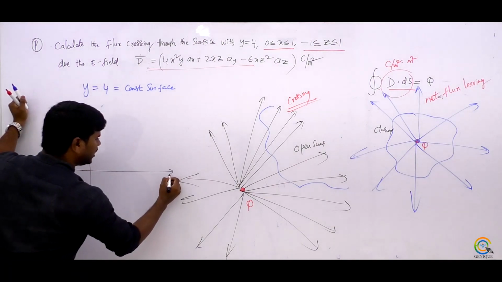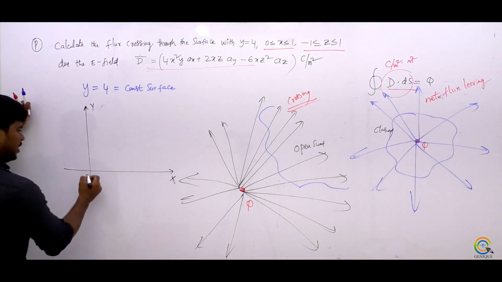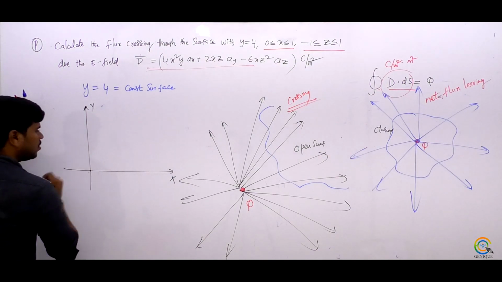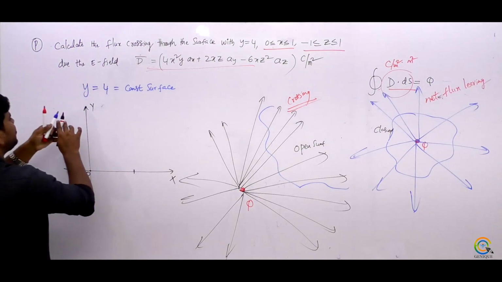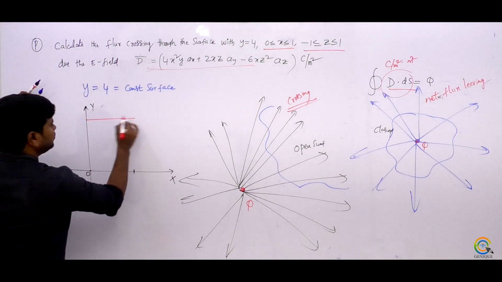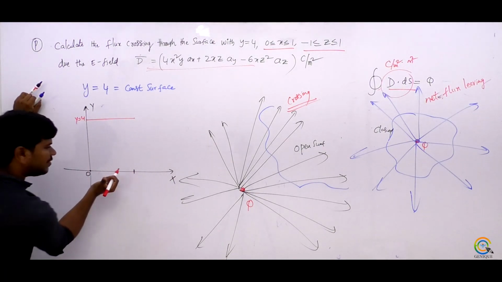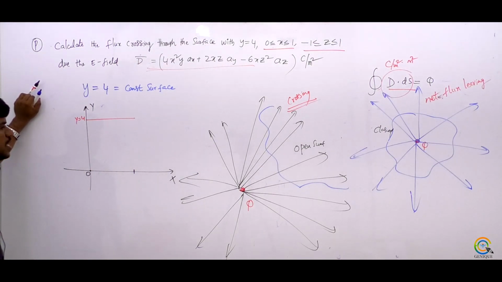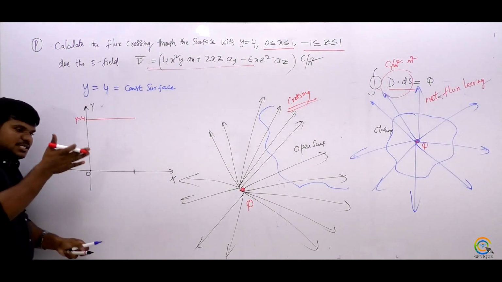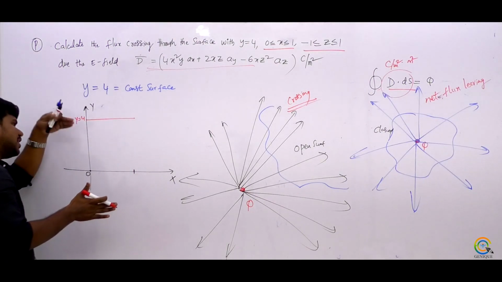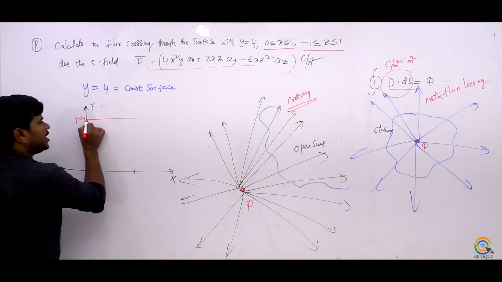Suppose this is the x-axis, this is the y-axis, this is 0, this is 1, and let us suppose this is y equals 4. Then how will the z be? The z will be out of the board, x, y, z. So z is from 1 out of the board to minus 1 inside the board. So with this, it is y equals 4.